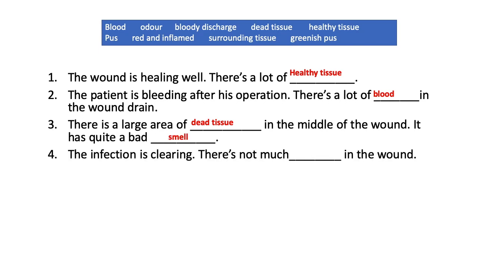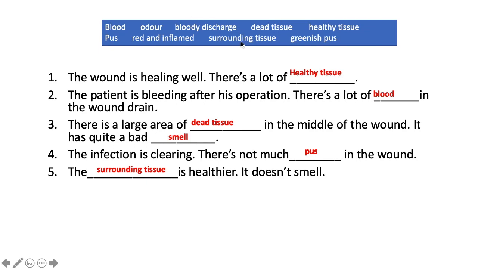For number 4, we would say the infection is clearing. There's not much blank in the wound. So if we say that the infection is clearing up, there's not much. In this case, the word to fill in the blank would be pus, okay? The next sentence, it says, the blank is healthier. It doesn't smell. Okay, so what word could we use? It would be surrounding tissue. So the surrounding tissue is healthier and it doesn't smell.